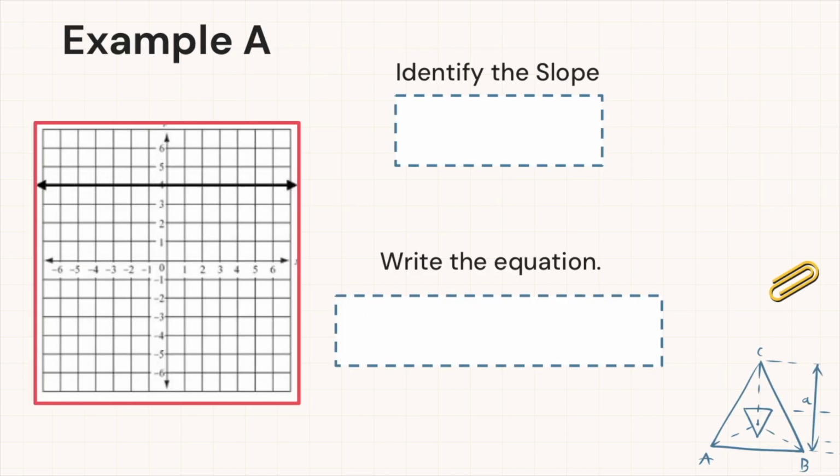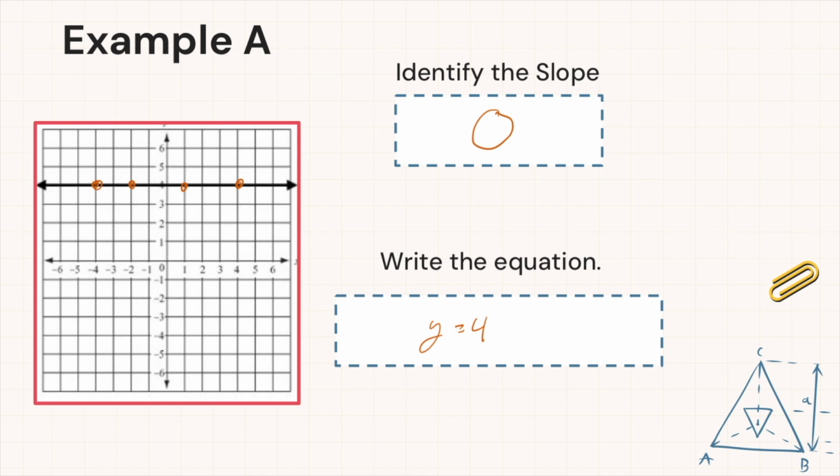Here we are in example A, and we've got to identify the slope of this graph and write an equation. We see that we've got a horizontal line going across at 4, so every single point on this line is going to be at 4. So y is going to be equal to 4. Our slope, since our line is not going up or down, it's just a straight line, is going to be 0. We're going to write that equation as y equals 4 because every single location of this line is on 4. So that is why our equation is y equals 4.